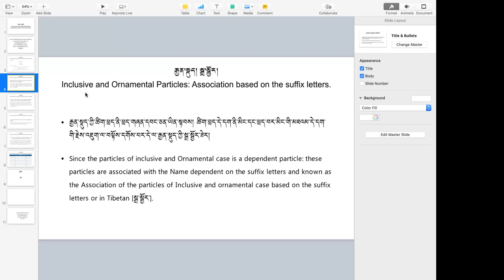Okay, so what does this mean? Since the particles of the inclusive and ornamental case are dependent particles, these particles are associated with the name depending on the suffix letters, and are known as association of particles of inclusive and ornamental case based on suffix letters, or in Tibetan, dajor.